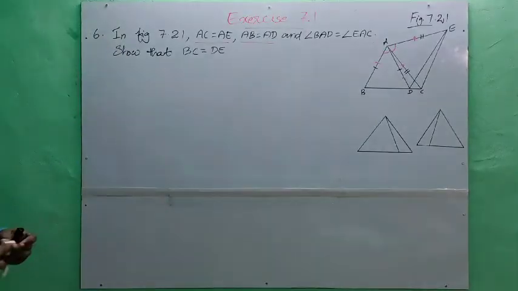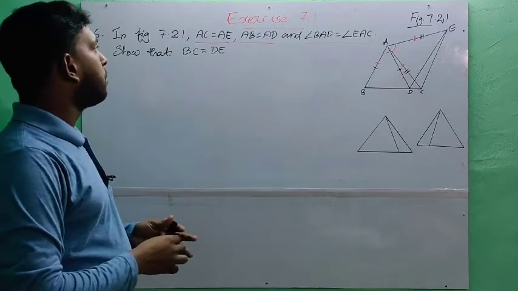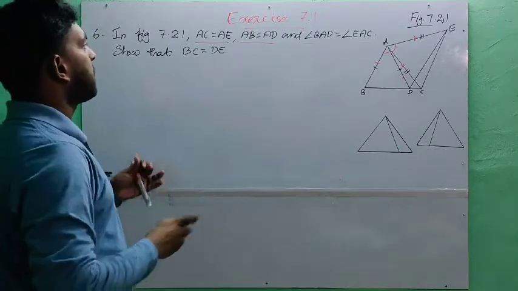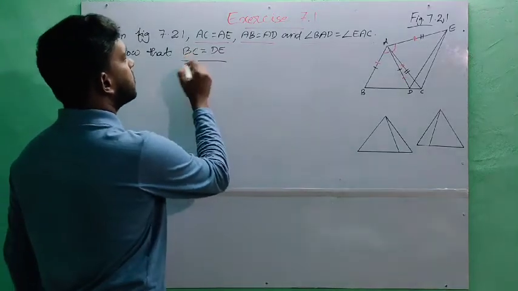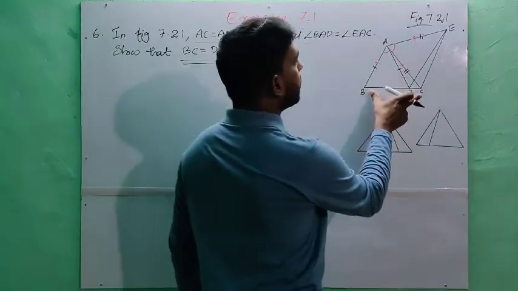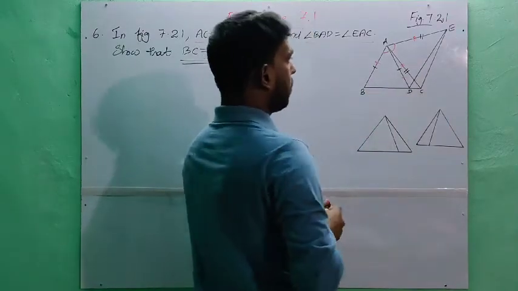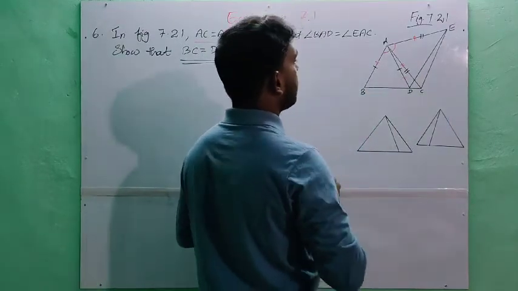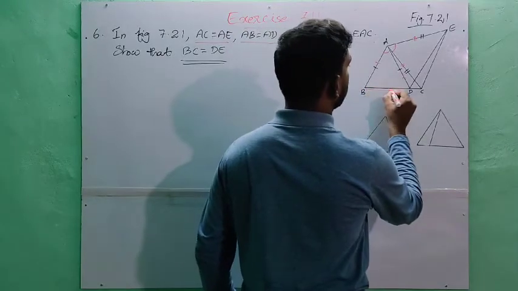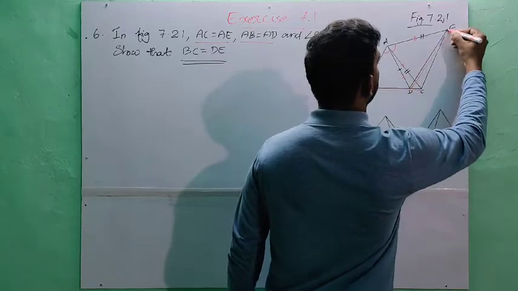Now what the question asks us is that we have to prove, or show, that side BC is equal to DE. That means we will have to prove that this BC is equal to DE. So let's try to highlight that area which we will have to prove, BC as equal to DE.